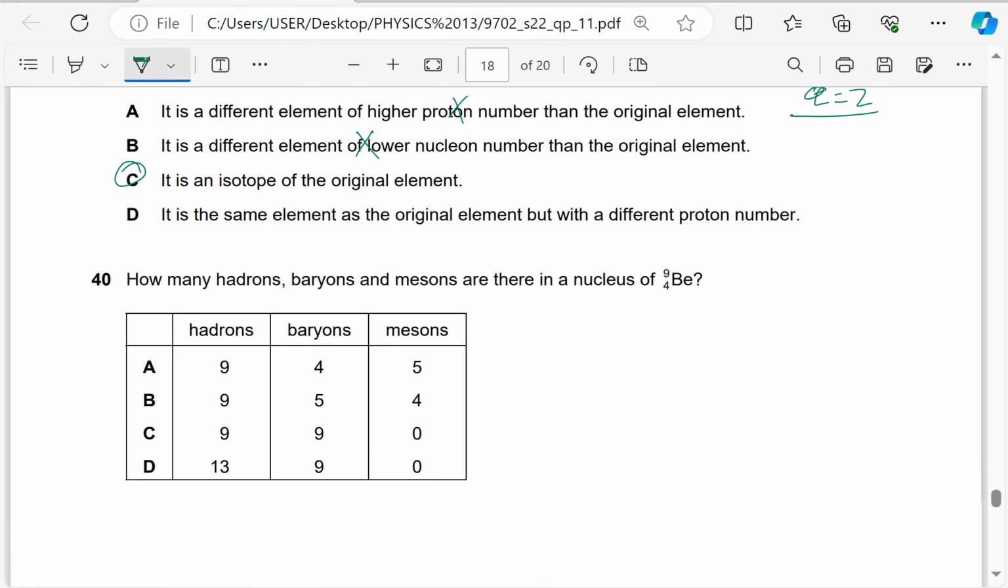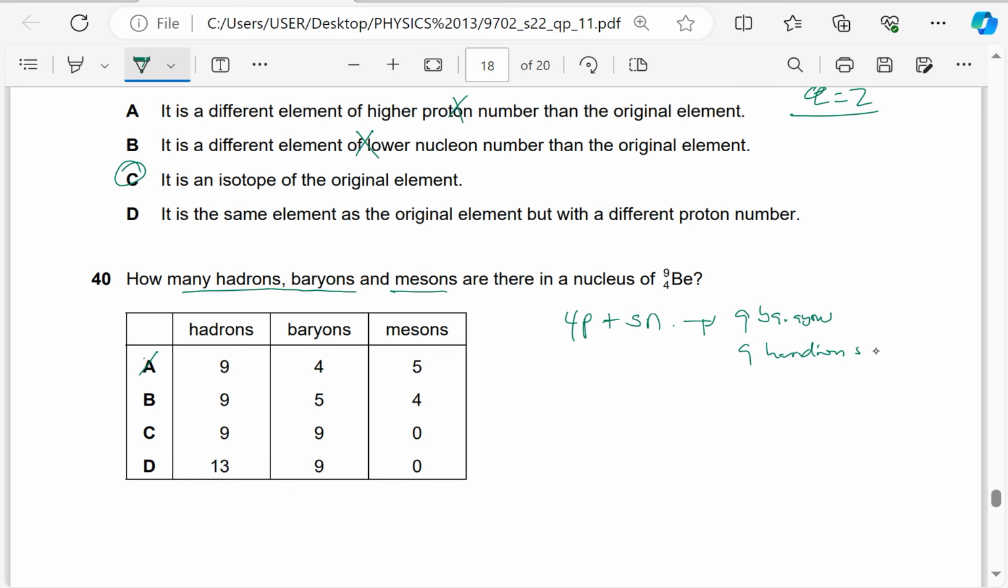How many hadrons, baryons, and mesons are there in the nucleus of beryllium? So there are 4 protons plus 9 minus 4, those are 5 neutrons. So these ones are baryons. Protons and neutrons are baryons, so 9 baryons. They are also hadrons, so we have 9 hadrons. Then there is no meson here. So 9 baryons, 9 hadrons.